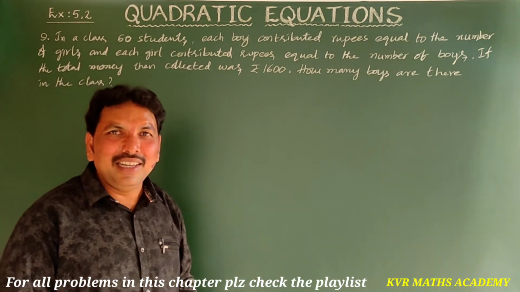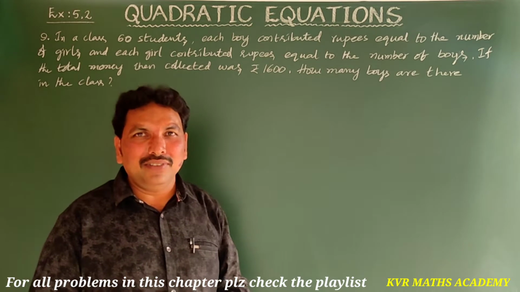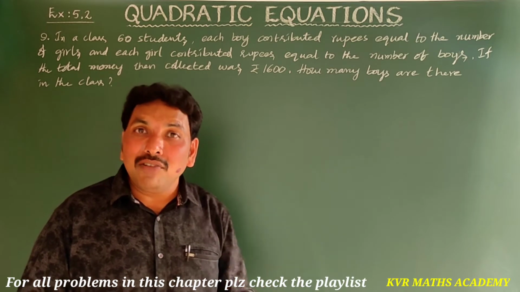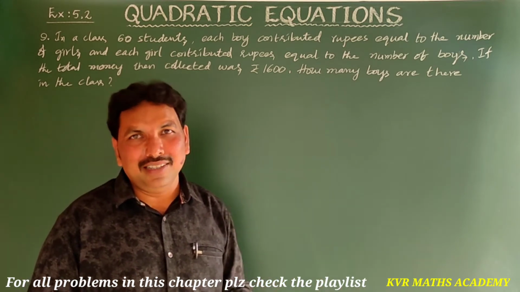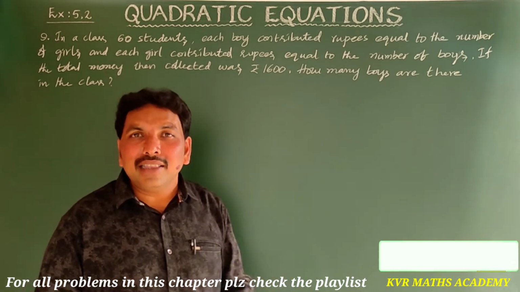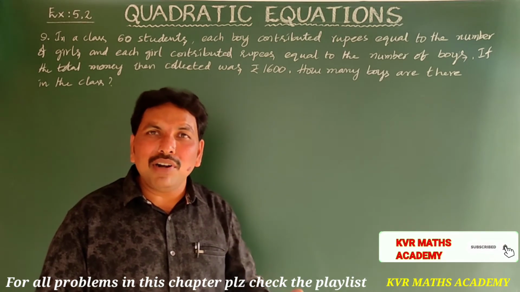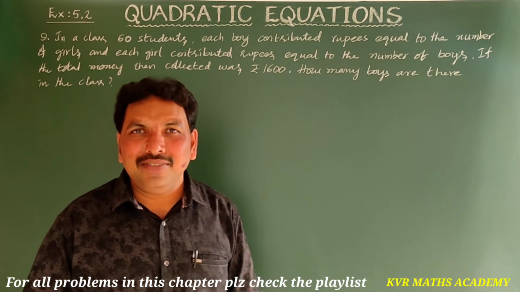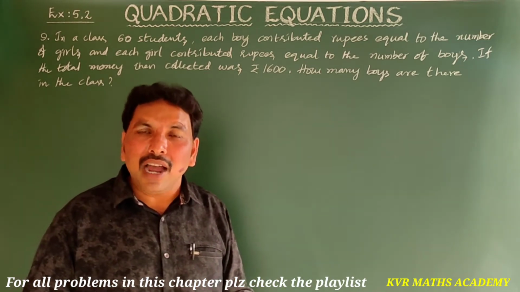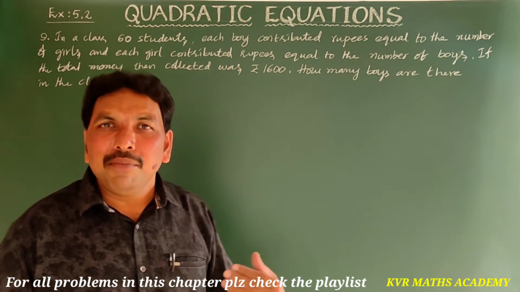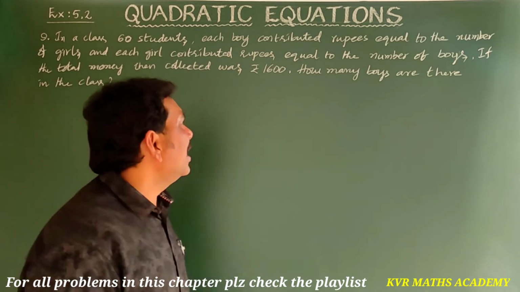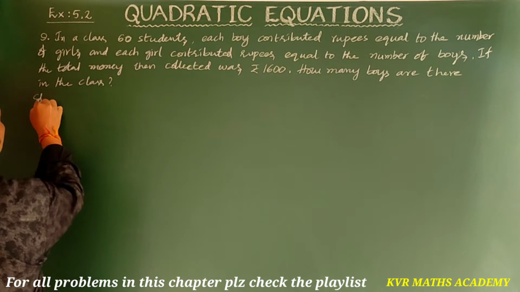Let us find. In a class there are 60 students. The money contributed by each boy was equal to the number of girls in the class. Next, the amount contributed by each girl is equal to the number of boys in the class. So first we have to write the quadratic equation, and from that we have to find the number of boys in this class. First, write down the solution.